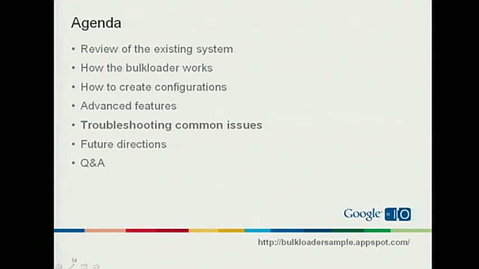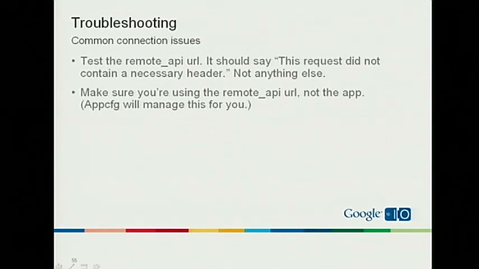All right, so those are some tips on tuning and running it. Let's talk about troubleshooting for a bit. As I mentioned earlier, when I showed you the web.xml and the app.yaml, the remote API URL is frequently configured wrong. It should say the request did not contain a necessary header. It's kind of a goofy error message. It's just saying that your browser is not the remote API client, and you should be using the remote API client.